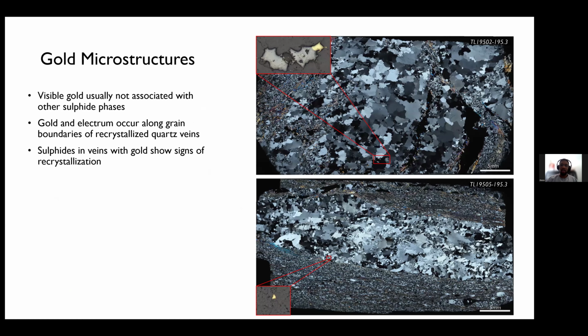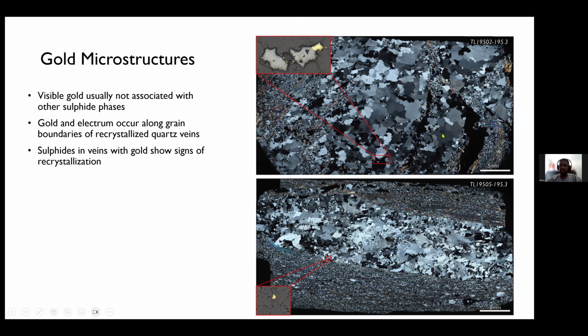Looking at a bit of our gold microstructures, here are two scans of some recrystallized quartz veins. This top one here, we have a bit of electrum with some other sulfides as well. And down here we have a little piece of gold. In this case, the gold is completely enveloped by quartz. In the case of electrum, it's associated with some other sulfide phases, but a relatively small amount.